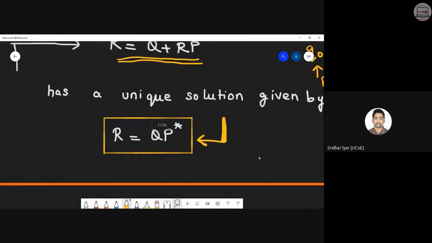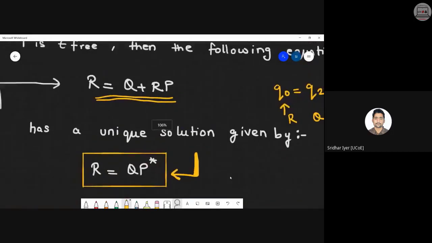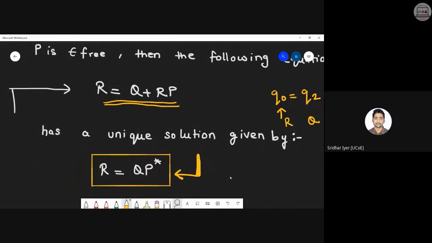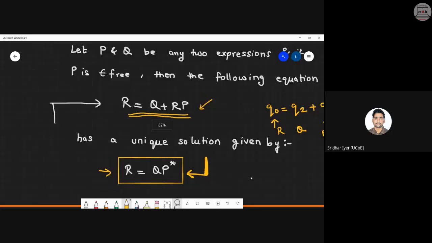We have to write it like this. R is equal to QP closure because we are getting the unique solution. Why? Because just now we have converted our initial expression into this particular format, which is R is equal to Q plus RP. Now, don't ask me why it is happening. It is a theorem. We have to follow the rules, right? So we have to convert that expression into R is equal to Q plus RP format. And once I am able to convert that, you will get the unique solution, which is given as R is equal to QP closure.